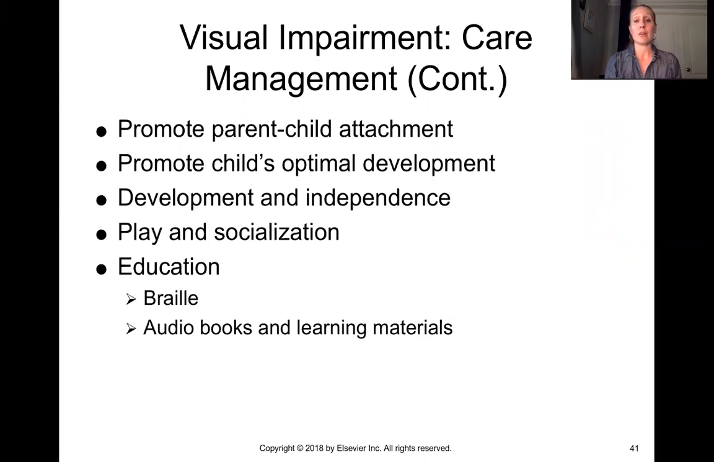So there is going to be a delay in development with, for instance, play and socialization. Children learn by watching. And so with the visually impaired child, we're going to have to teach them differently, because they're not going to be able to watch. So for instance, remember those toddlers imitating the adult. The visually impaired kid isn't going to be able to imitate the adult because they're not able to visually see what the adult is doing. So we're going to have to physically walk them through some of those movements so that they're able to experience it in a different way.